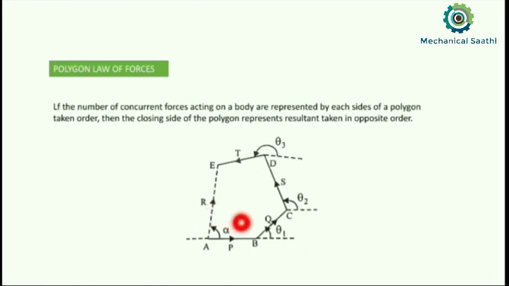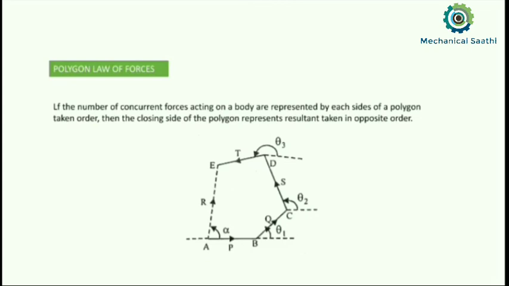So let the magnitude of AB be P, and BC be Q. The magnitude of CD is S, and the magnitude of DE is T. Then we can find the resultant, which is the closing side, taken in the opposite order. Since these are in anti-clockwise order, this will be in clockwise order. So the closing side of the polygon will be represented as the resultant for this kind of system.